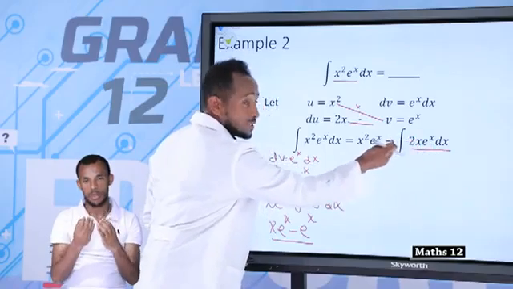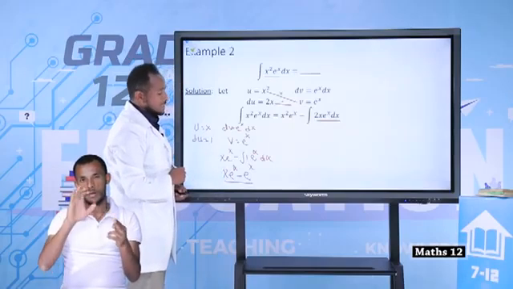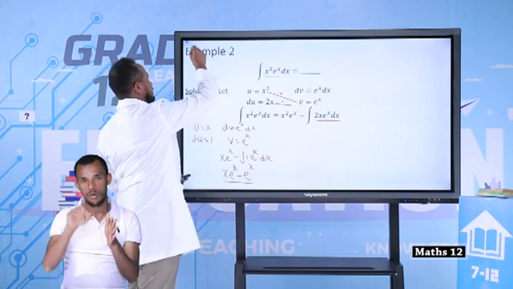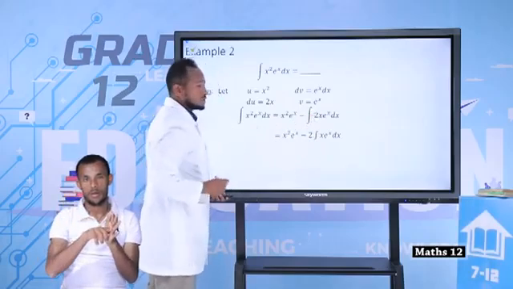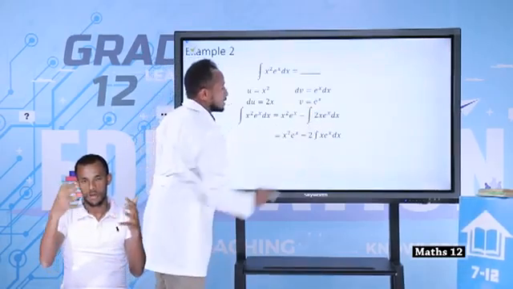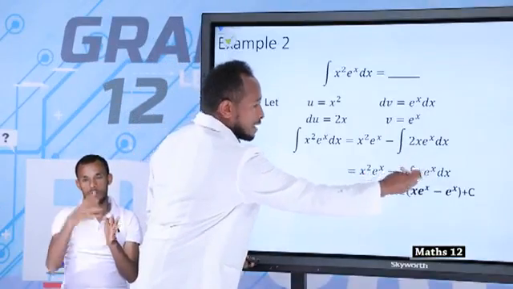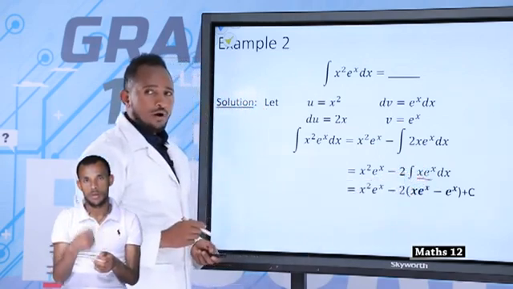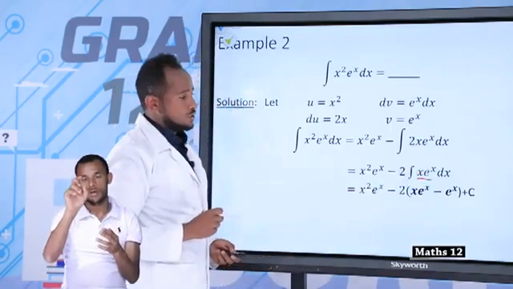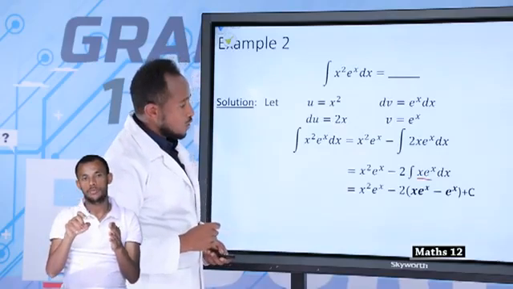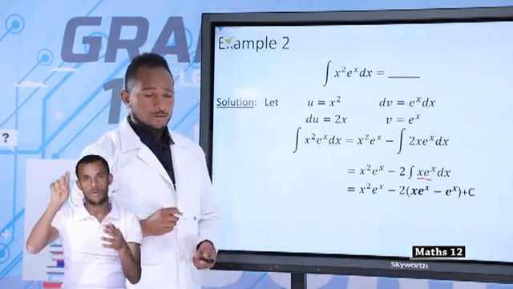Therefore we will have this for this part only, just taking 2 outside, and so the integration of this part is x times e raised to x minus e raised to x, times 2. You'll have x squared times e raised to x minus 2 times the integration of x times e raised to x dx. We have solved this one: the integration of x times e raised to x dx will be x times e raised to x minus e raised to x plus some constant c. So this is the final answer for the integration of x squared e raised to x dx.